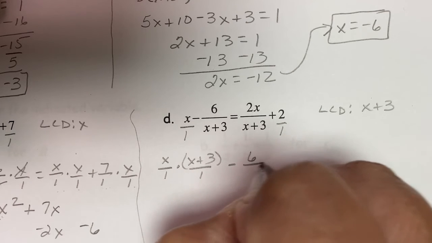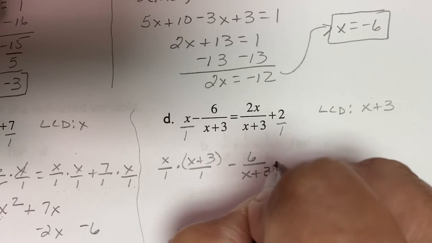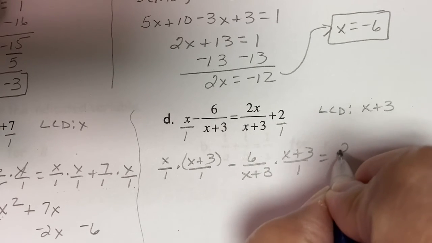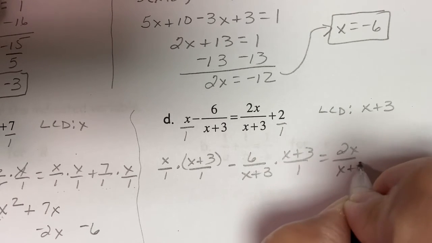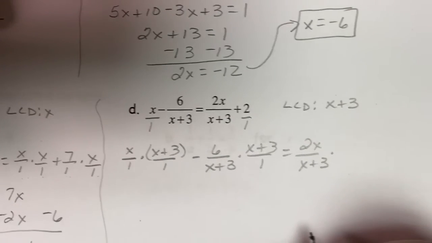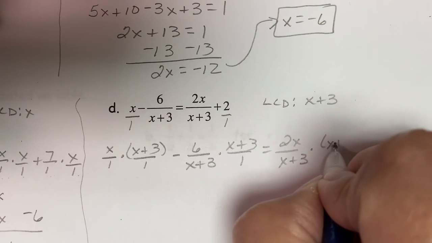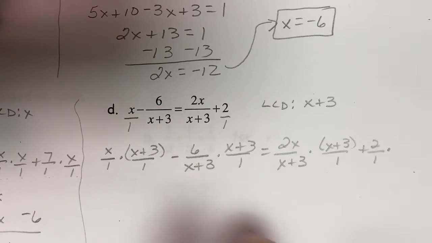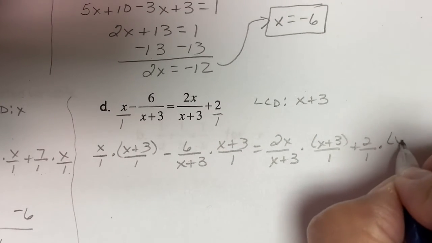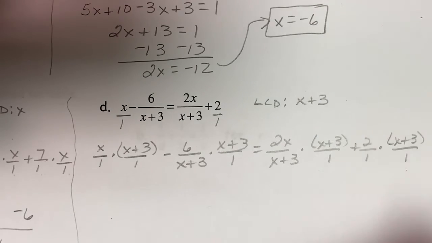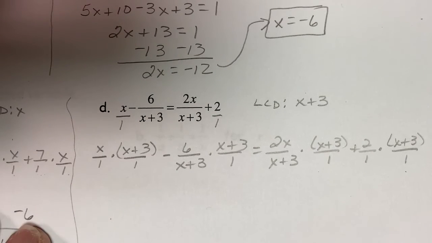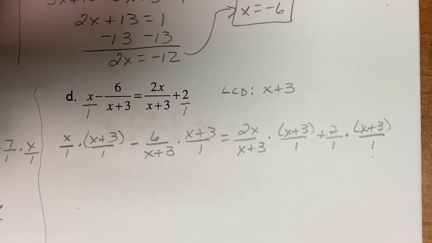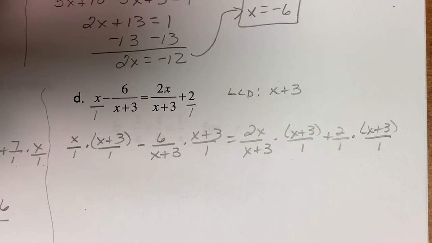So minus 6 over x plus 3 times x plus 3 over 1 equals 2x over x plus 3 times x plus 3 over 1. And finally, plus 2 over 1 times x plus 3 over 1. That one got to be kind of long. But it all looks better after you cancel out all of the fractions.